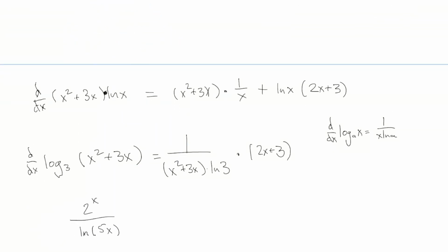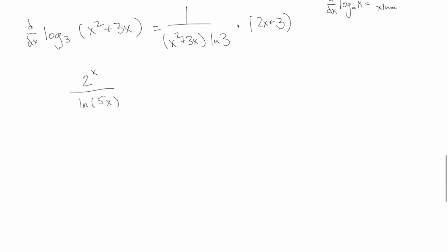Okay, and then the last one. This one is a quotient. You can tell, usually quotient is easy to identify because it's a fraction, right? So you should do the quotient rule, which I hope you remember. This is the ho-de-hi thing. The bottom times the derivative of the top. Now the top is 2 to the power x. The derivative of 2 to the power x is 2 to the power x natural log of 2.